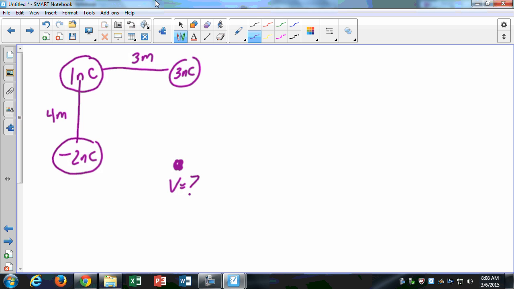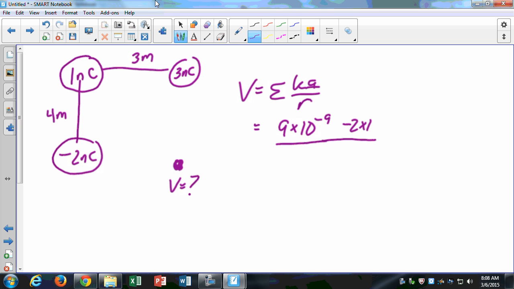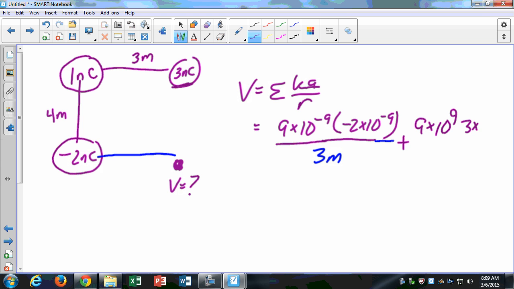Okay. Well, to find the potential at that point, I just do the sum of KQ over R. Alright, so that's going to be 9 times 10 to the 9th, that's K, times negative 2 times 10 to the minus 9. Make sure you get the negative number. It's a scalar quantity. We include that negative number. Divided by the distance, which is this distance, 3 meters, plus, looking at this charge now, 9 times 10 to the 9th, 3 times 10 to the minus 9, divided by 4 meters.